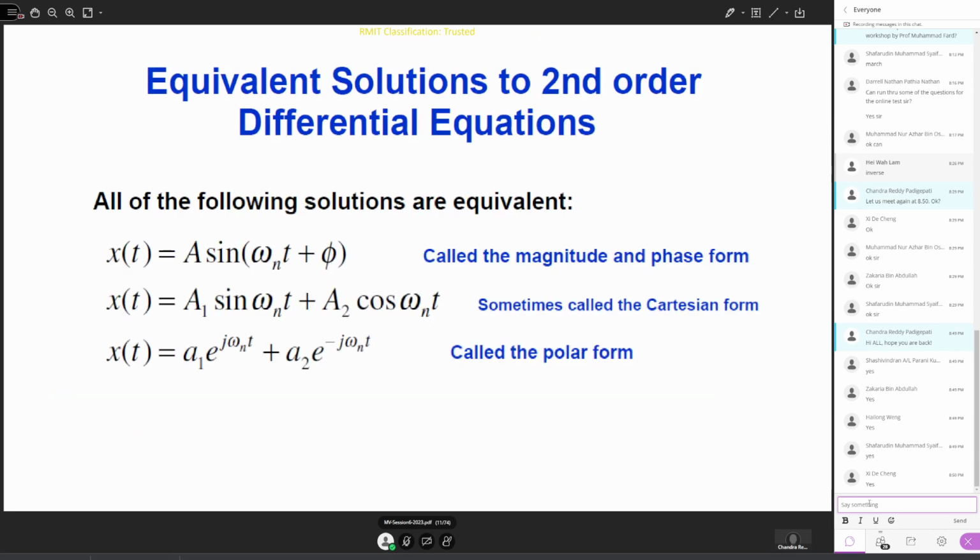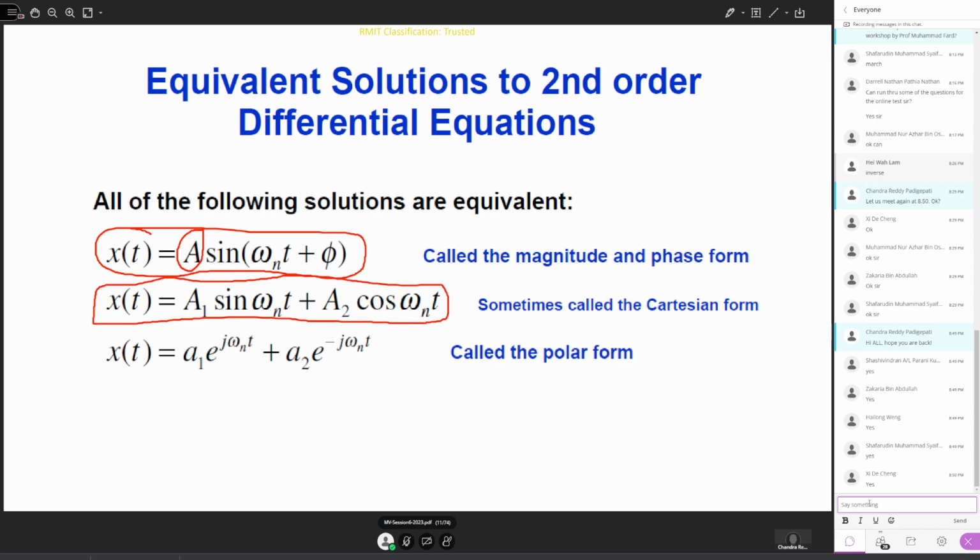Then mathematically, when we write the solution for the mass and spring system, x is A sine omega t plus phi, or omega n t plus phi. Okay, so this solution we call the magnitude and phase form. So A basically is the amplitude or the magnitude, so this is the maximum displacement. And phi is the phase. We can also write the solution mathematically the same. The first one and the second one and the third one all are the same.